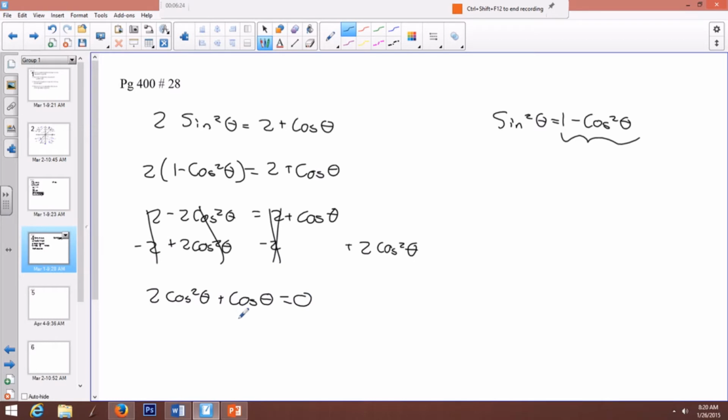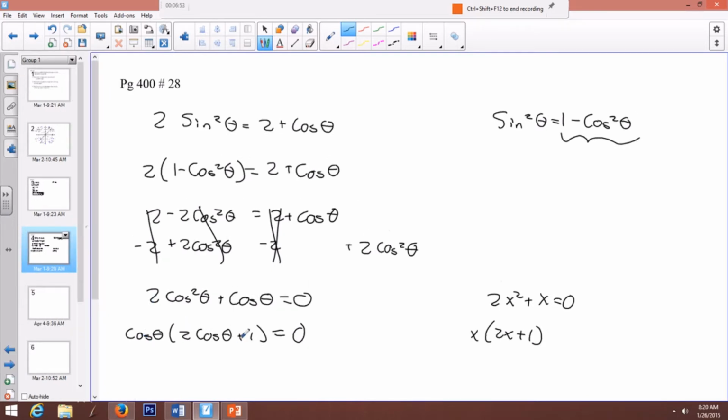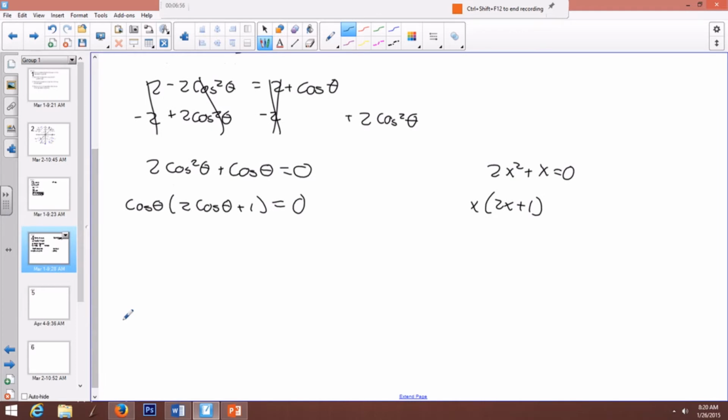Now this is in quadratic form, and I would think of this like 2x squared plus x is equal to 0, and we can factor that. We can make it x times 2x plus 1. I'm going to do the same thing, thinking about cosine as my x. So I'm going to say that it is cosine of theta times 2 cosine of theta plus 1. And because we want it to equal 0, we're going to set each of these two factors equal to 0 and solve them.